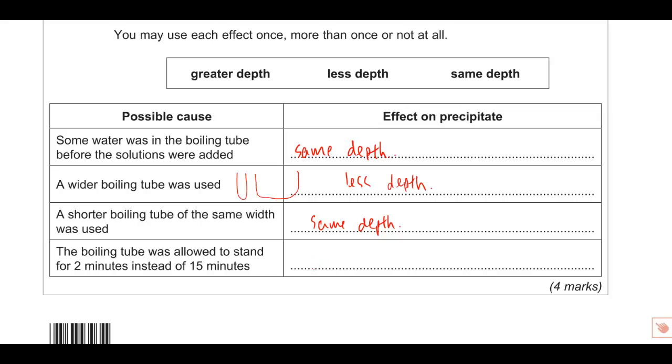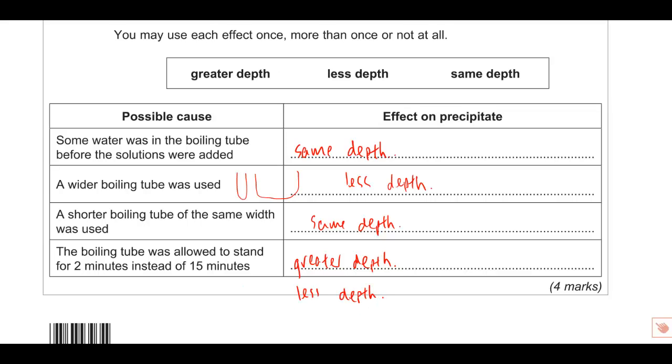Finally, the boiling tube was allowed to stand for 2 minutes instead of 15 minutes. Now, I actually have a slight issue with this one. In my head, and the correct answer is, and this is one I gave to some kids a year or two ago, the real answer is greater depth. But I have an issue with that because in my head, if you allow it to stand for 2 minutes rather than 15 minutes, then less will have settled, therefore the precipitate will be, well, less. In my eyes, it should be less depth.